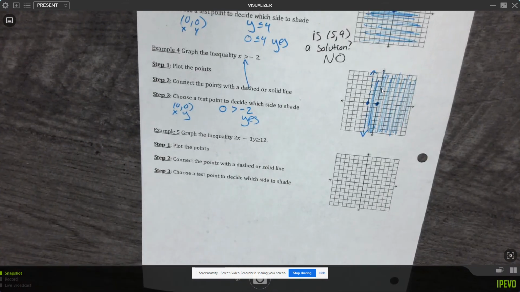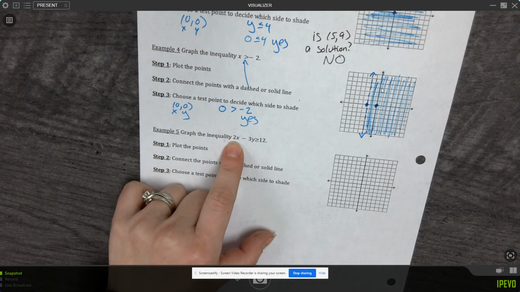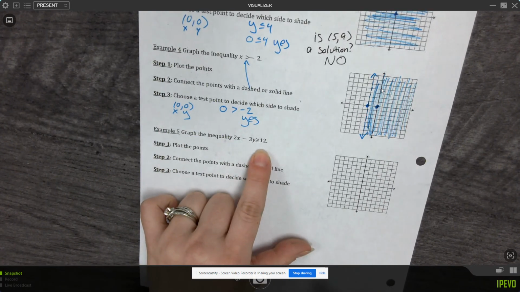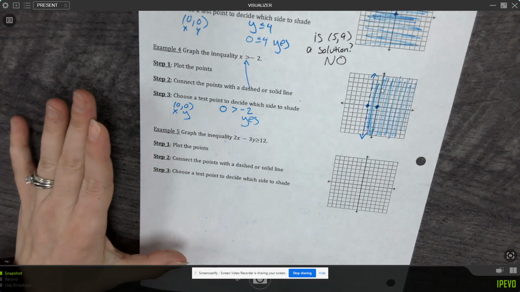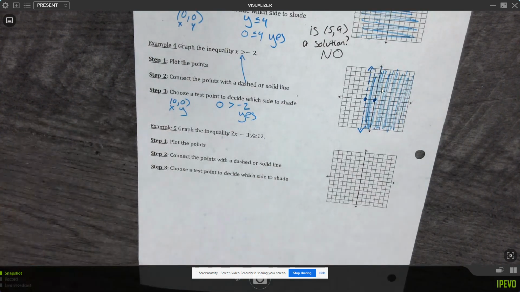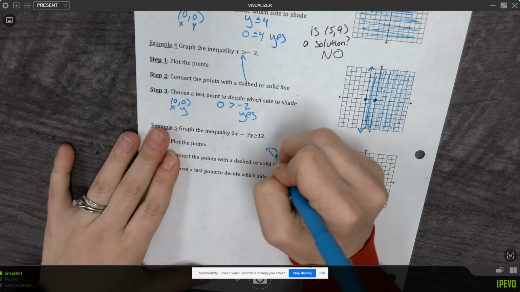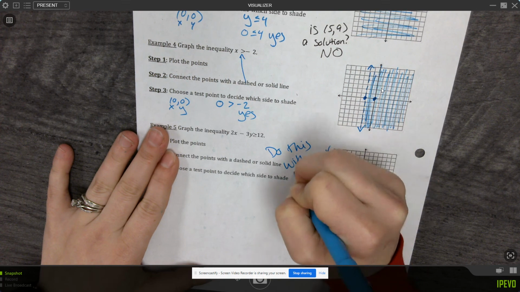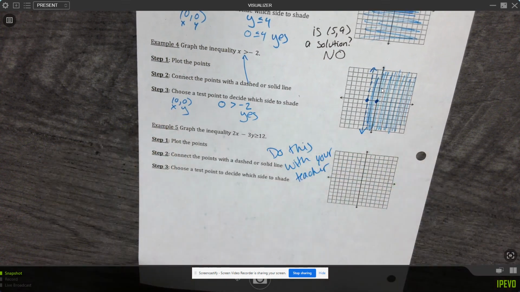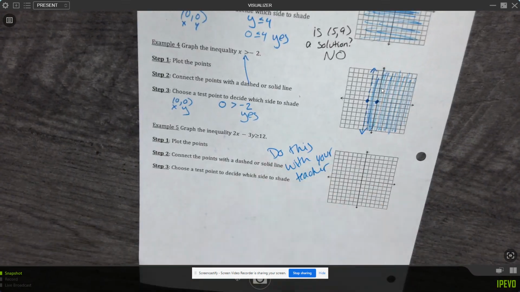And your last one. Now, this is in standard form, and you had 2 methods for standard form. So I need you to pause the video and do this with your teacher. All right? Because there are 2 ways to do standard form. There are 2 ways to graph standard form. And I don't want to have to do 2 on the video. I'm going to just do 1 with you.